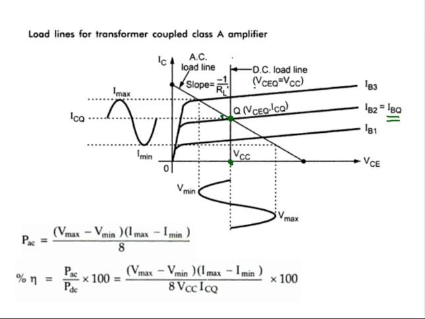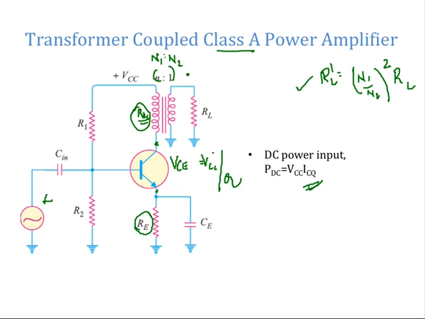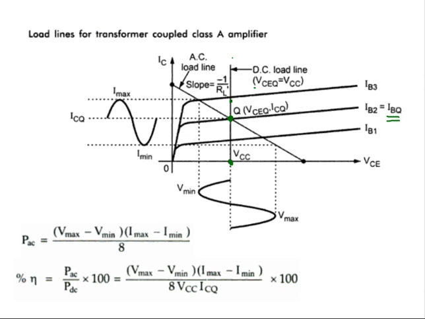What about the AC load line? What is coming as AC load? As I mentioned, this RL is reflected as RL dash to the collector circuit. RL dash is the resistance which comes into picture when you connect the transformer at the output. So minus 1 by RL dash will be the slope of the AC load line. Okay, AC load will be RL dash.